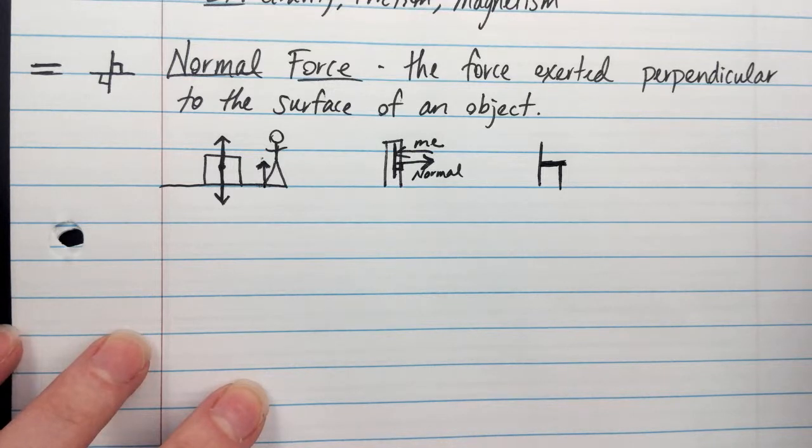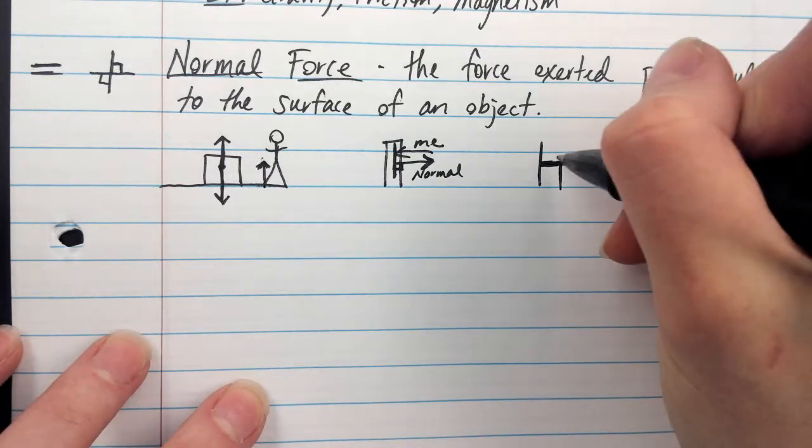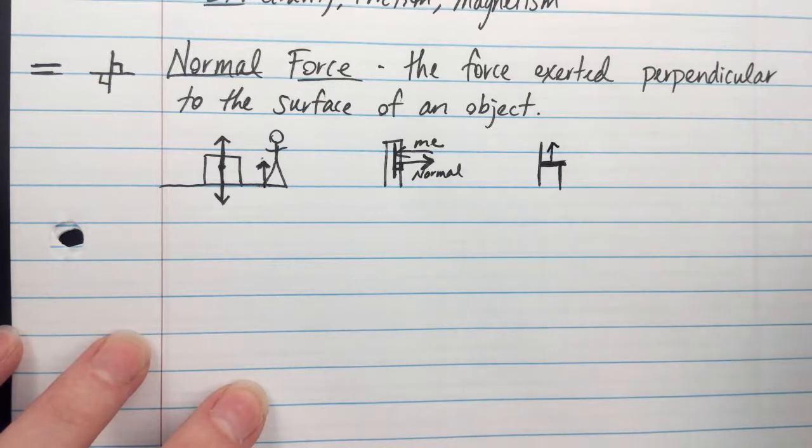Where's the normal force? Out of the seat. Because what's gravity trying to do? Pull you through the seat. Does that make sense?